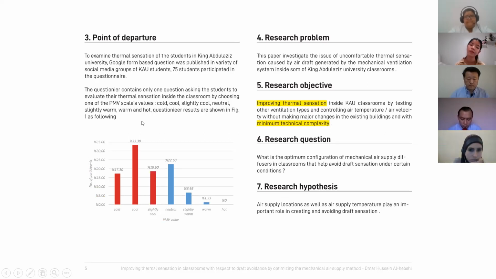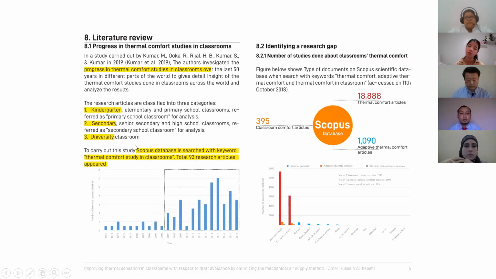The objective of this study is to improve thermal sensation inside the classrooms by testing several alternative ventilation strategies, aiming to enhance thermal perception of the students. Here, the slides show some of the standards that will be used to evaluate thermal perception of the students, such as ASHRAE 55 standard and ISO 7730.